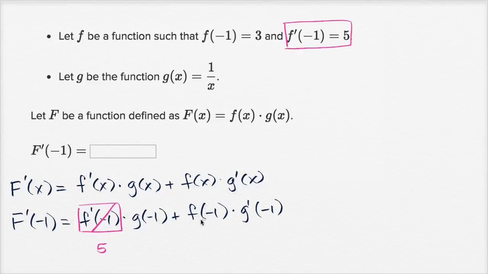Now, let's actually stick with f. What is f of negative 1? Well, they tell that to us right over here. F of negative 1 is equal to 3. So f of negative 1 is equal to 3.